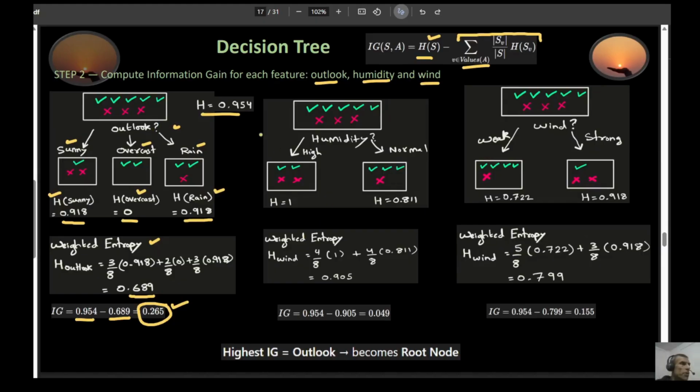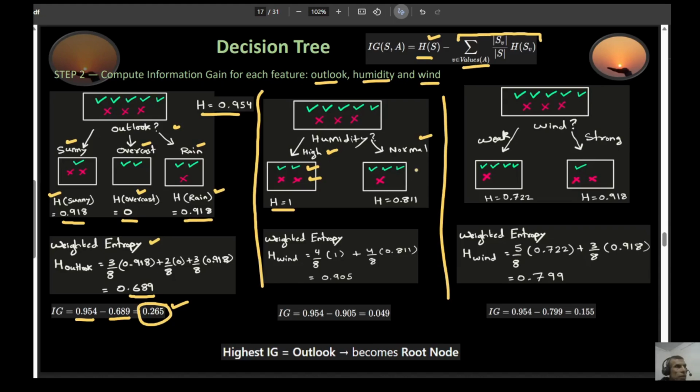Now let's look at the information gain when we split along the humidity. For humidity, there are two types: high, normal. So there are two yeses and two nos. In this case, my entropy comes out to be 1. In this particular instance, my entropy comes out to be 0.811. So weighted entropy, that would be this formula right here, this one.